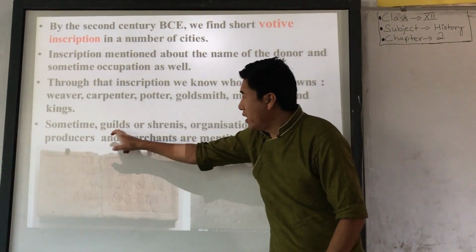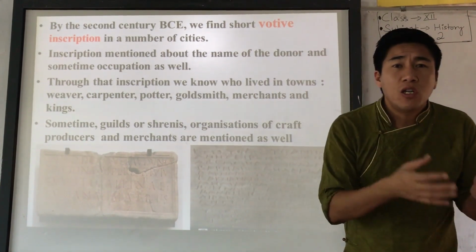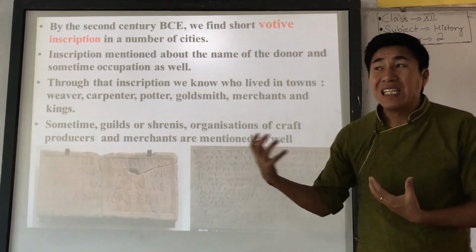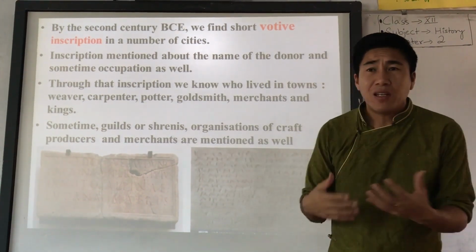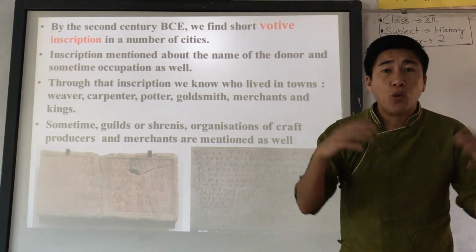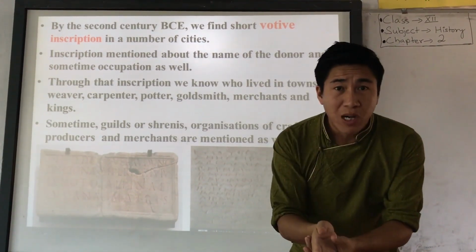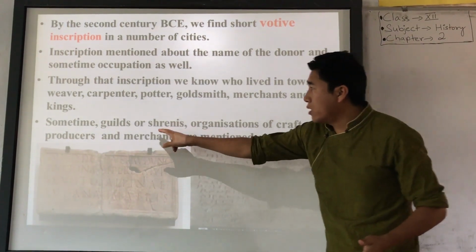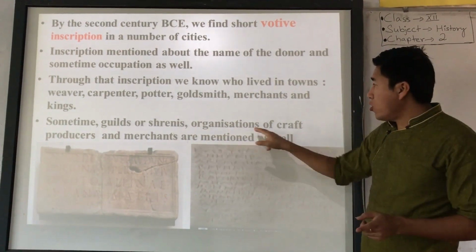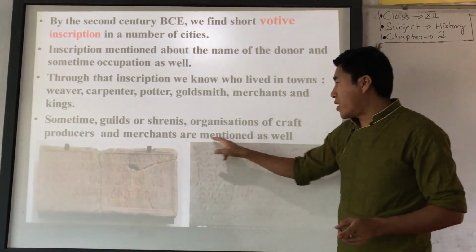And then another very important inscription that we found mentions guilds, or shrenis. Sometimes inscriptions mention these guilds or shrenis. Now what is a guild? Guild is an English word, and shreni is a Hindi word. Guild here means an association or group of people who work together as merchants or artisans, craftspersons. Sometimes guilds, or organizations of craft producers and merchants, are mentioned as well.